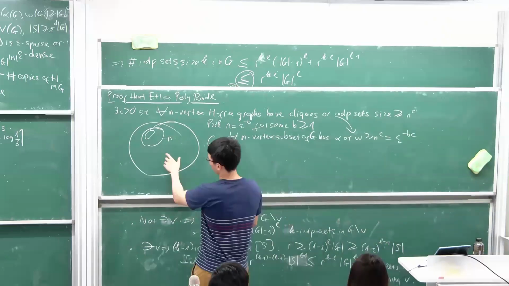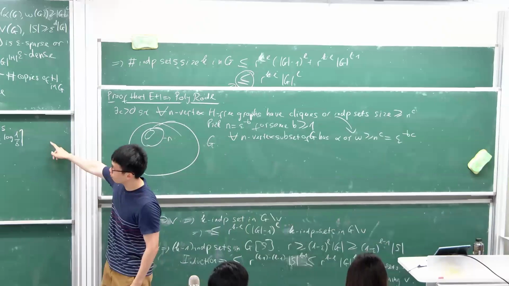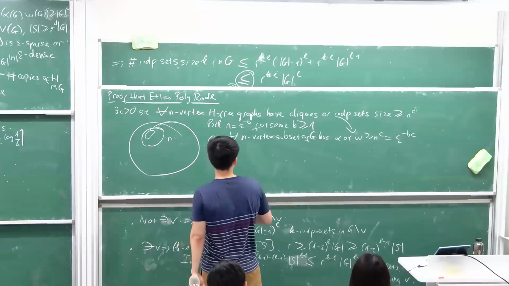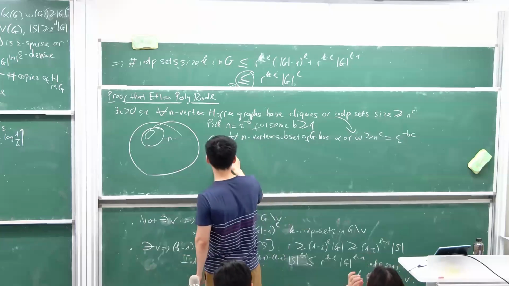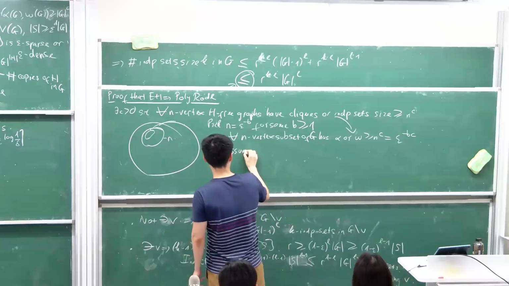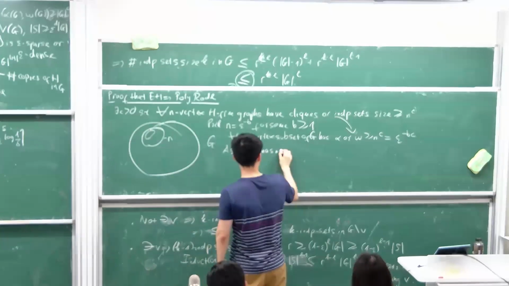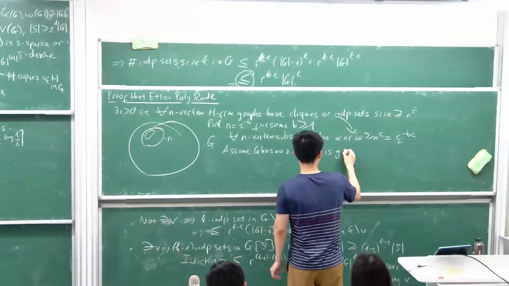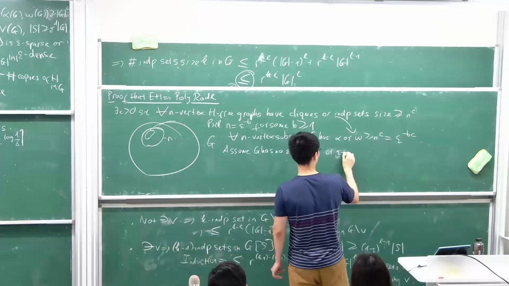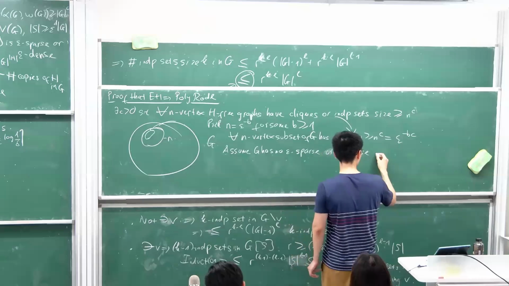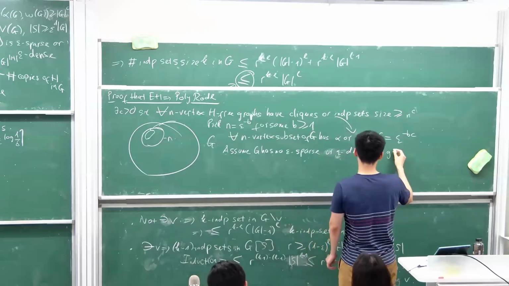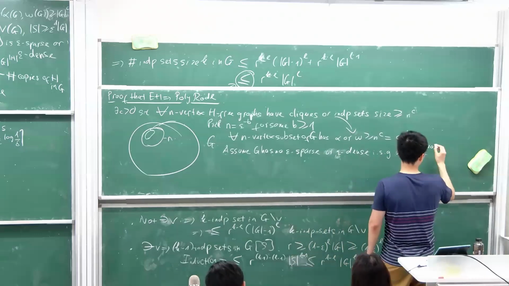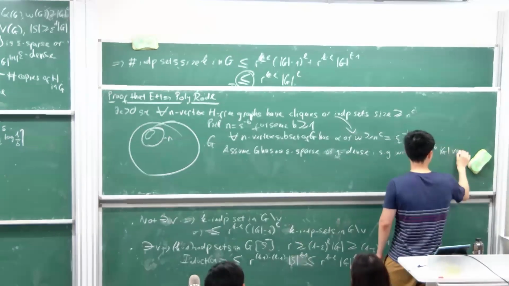Now you may assume that G has no epsilon-sparse or epsilon-dense induced subgraph with epsilon raised to the power of 10b vertices, for example.